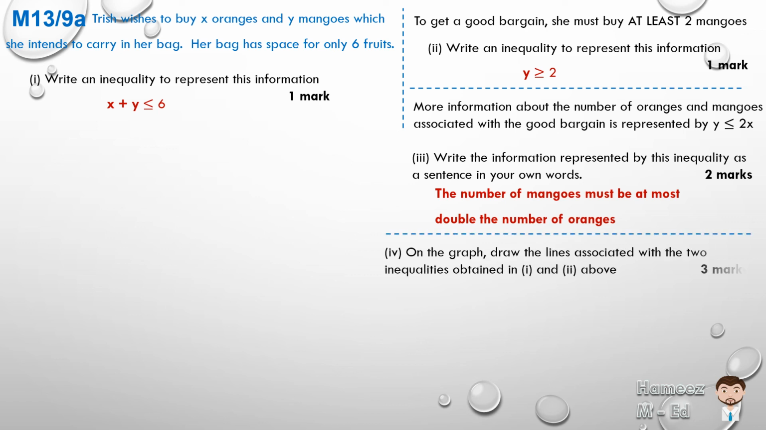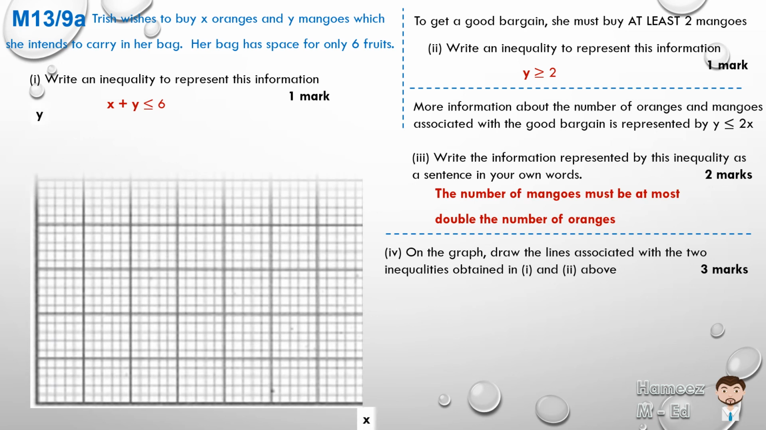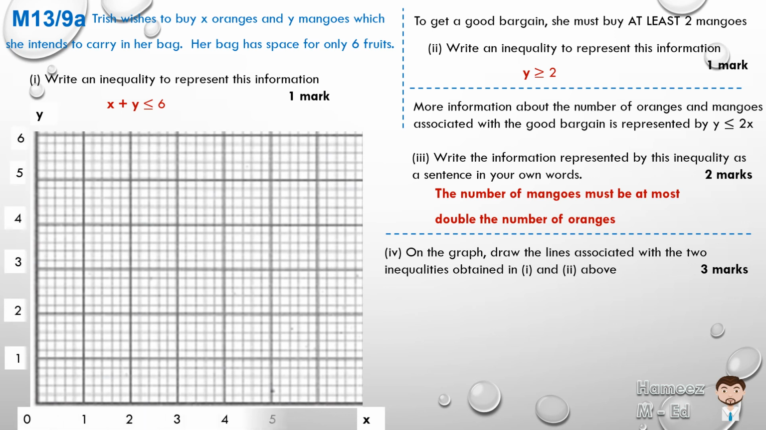Part 4, on the graph, draw the lines associated with the two inequalities obtained in part 1 and 2. Let's bring up the graph. And in our first inequality, x plus y is less than or equal to 6. So it's a straight line graph cutting the x-axis at 6 and cutting the y-axis at 6. So let's draw that line.